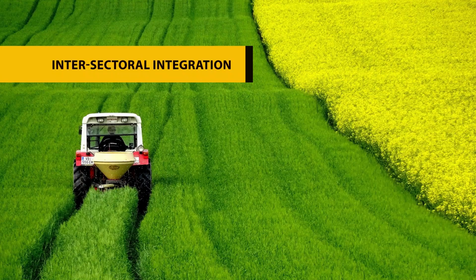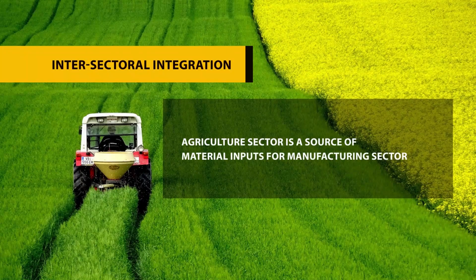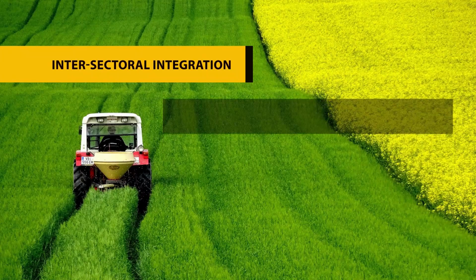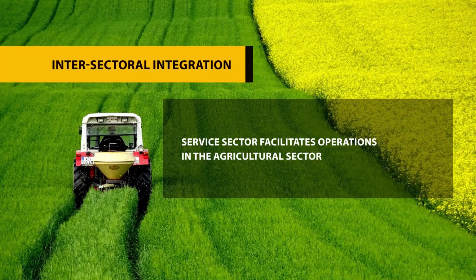So in the case of intersectoral integration, agriculture is basically a source of major input for the manufacturing and service sectors, and it facilitates operations in the agricultural sector by providing services like transportation and communication services.